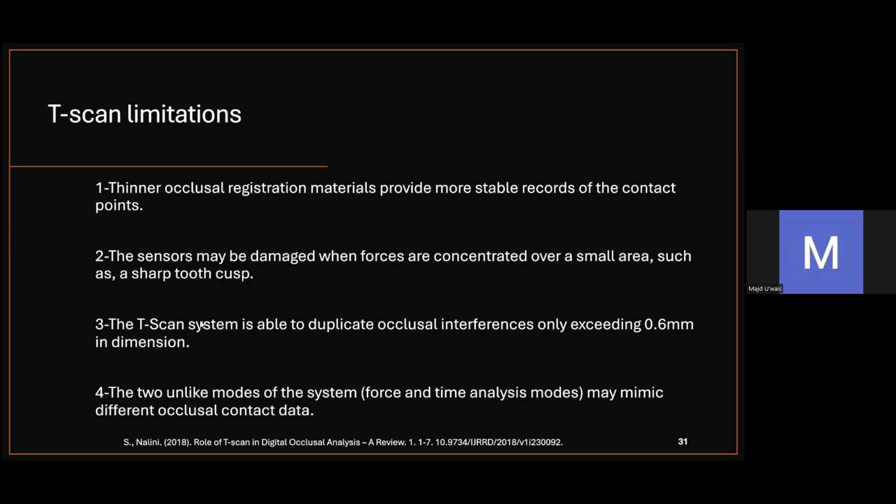Third one is that the T-scan system is able to duplicate occlusal interferences only exceeding 0.6 millimeter in dimension. And the last one, the two unlike modes of the system, the force and time analysis modes, may mimic different occlusal contact data.